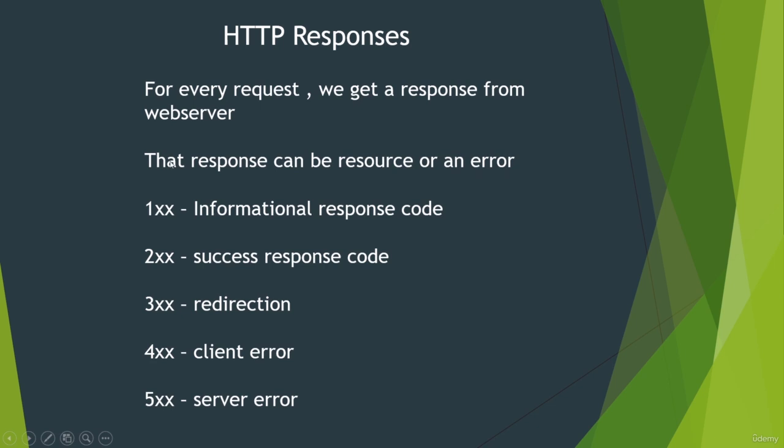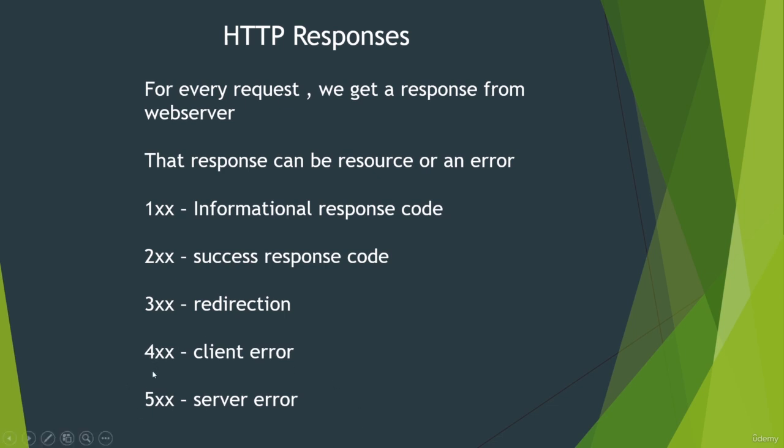defined like this. If you get 100 or 120 or 130, that means starting with 1 you get the information response code, and if it starts with 2 you get the success response code, like 200, 220, 230. It means that your resource is there on the web server. And if you get 300, 350 or so on, which starts with 3, it means a redirection code. That means you have requested a resource, and that resource has been transferred to another web server.